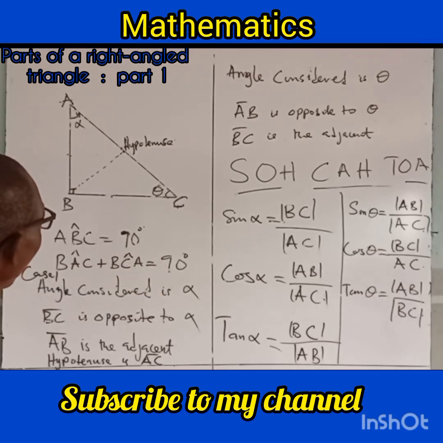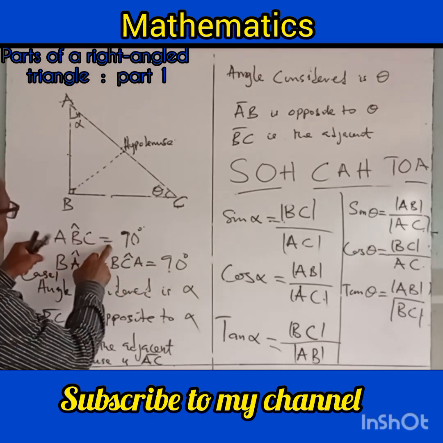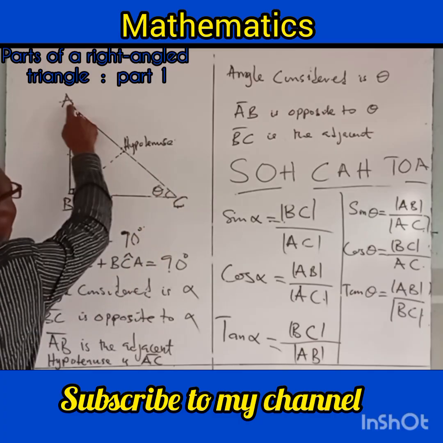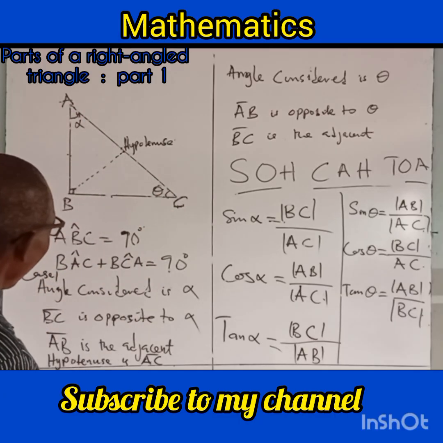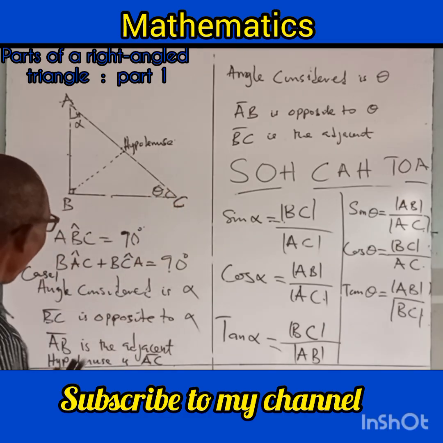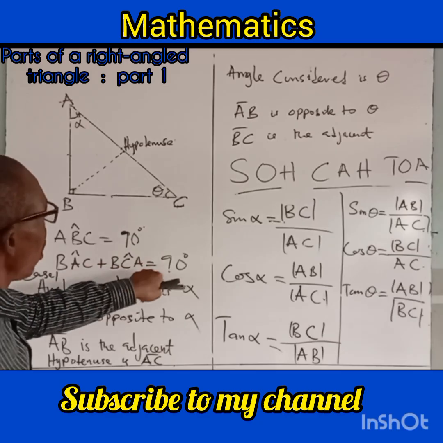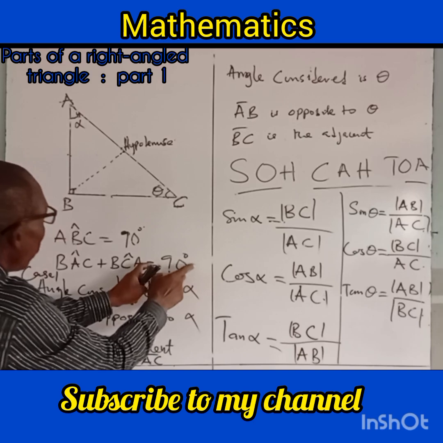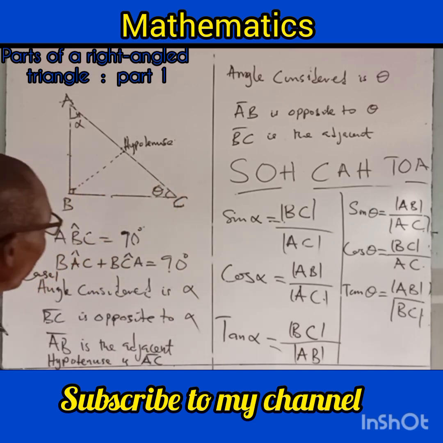They are complementary. Angle alpha is correctly written as BAC, then BCA becomes this angle theta here. So BAC plus BCA gives us 90 degrees, they are complementary, and this plus the right angle gives us 180, which means the sum of angles in a triangle is 180 degrees. Now, back to the opposite and adjacent and how to identify them.